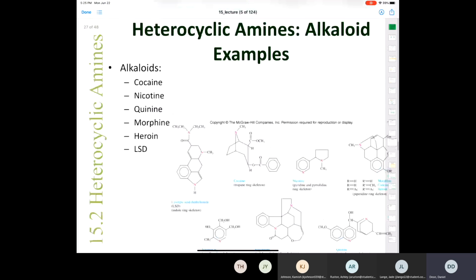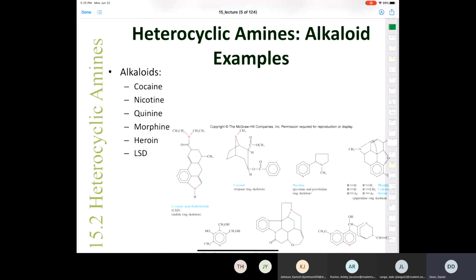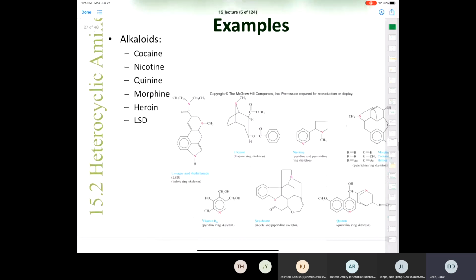These are some examples of heterocyclic amines that are called alkaloids. Alkaloids just means naturally occurring compounds that contain nitrogen. So you're all aware that cocaine is a completely naturally occurring compound. It's found in the leaves of the coca plant. So here's the structure of cocaine.